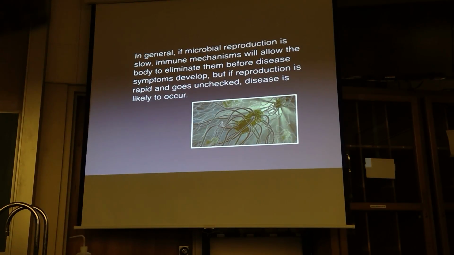So generally, if microbial reproduction is slow, immune mechanisms will tend to eliminate organisms. On the other hand, if they can hide inside phagocytes, which Mycobacterium can do, this is probably why Mycobacterium tends to cause chronic illness. They're very slow growing, but when they're consumed by phagocytes, they don't die. And then they just hang out in there and get carried around inside the body. They can actually reproduce inside phagocytes.